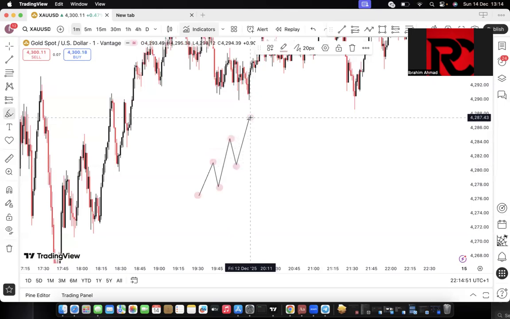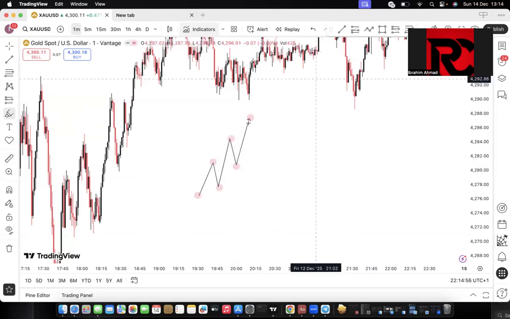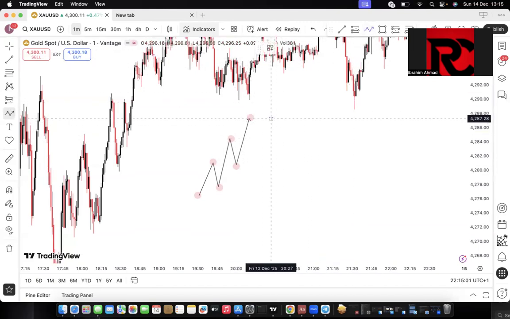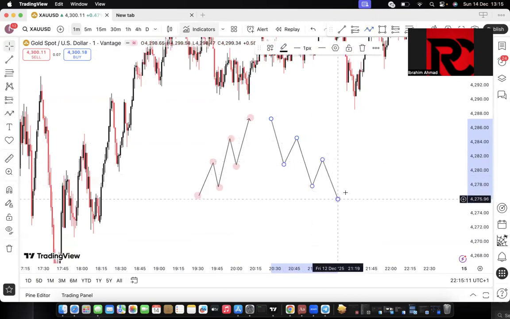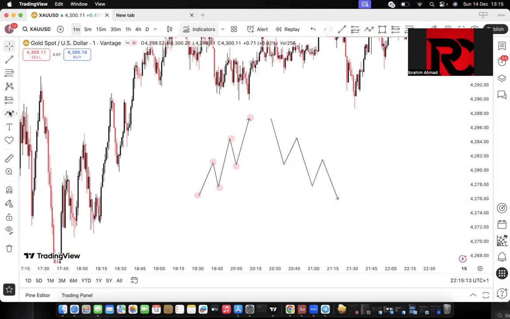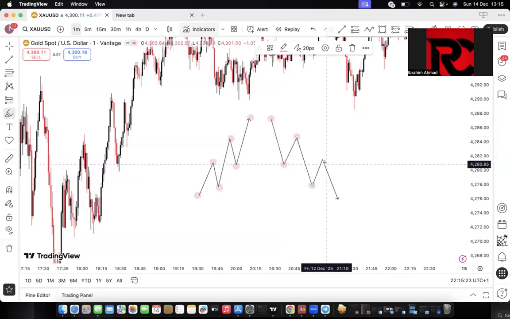And then for the bearish markets, you need to see the opposite of what I'm showing you. You need to see a series of lower highs and lower lows, just like this. To see price creating a series of lower highs and lower lows. All right. So that's it.